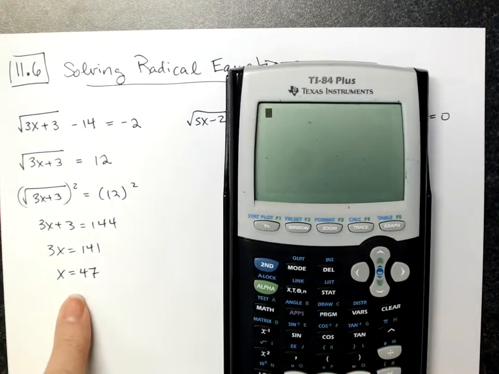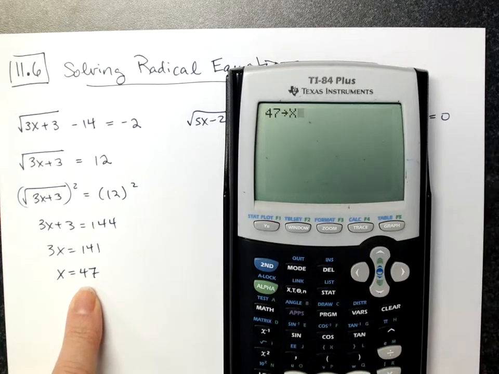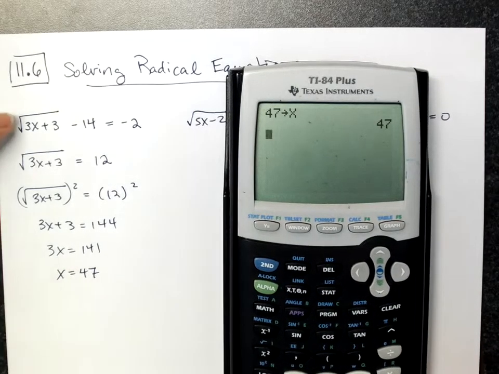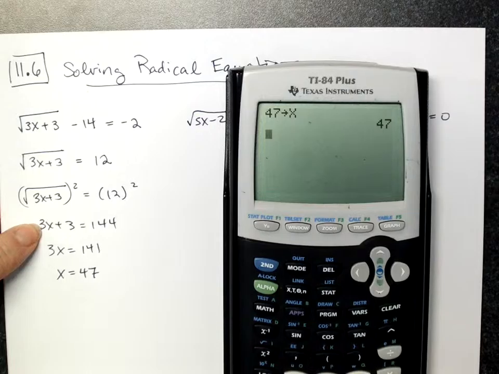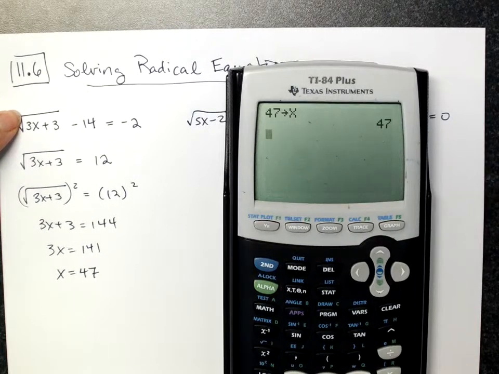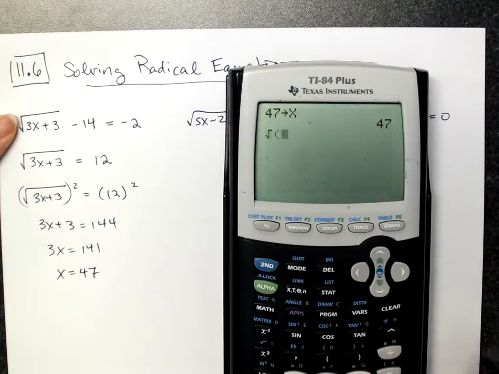So I enter my proposed solution, 47. So 47 stored in x, enter. And then I go all the way back to my original equation. Because yes, this is the right answer for this linear equation. We want to know if it's the right answer for the original. So the radical, 3x plus 3.